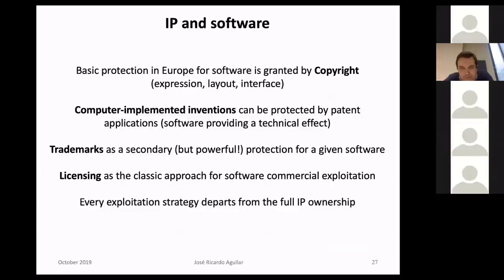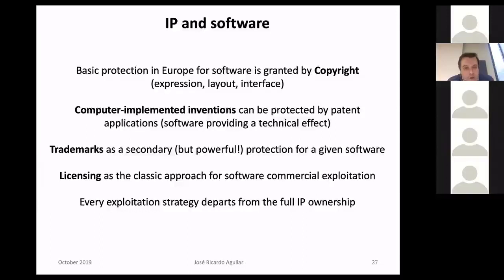So, with regard to software, in Europe, the basic protection is granted by copyright. As I told you, the expression, the layout, the interface of the software is protected by copyright. So you don't need, in fact, to have any kind of registration in order to enforce your copyrights with regard to software. And of course, that protection is also linked with the source code on the other hand.